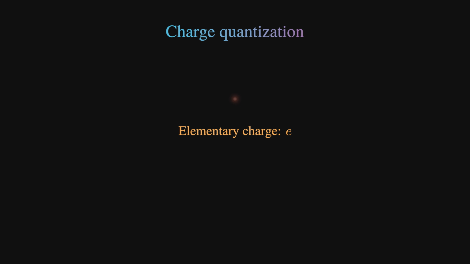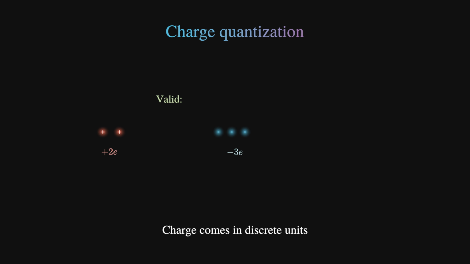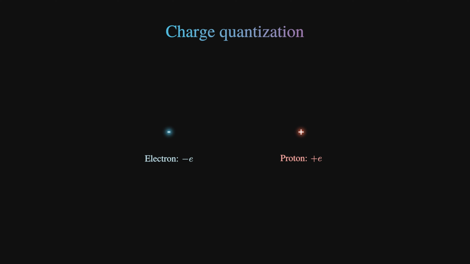Let's delve a bit deeper into the idea that charge comes in discrete units. The smallest amount of charge that can exist is E, the elementary charge. This means that any charged object must have a charge that is an integer multiple of E. For example, an object can have a charge of plus 2E, minus 3E, or 0, but it cannot have a charge of 1.5E. This discreteness is due to the fact that charge is carried by discrete particles like electrons and protons.